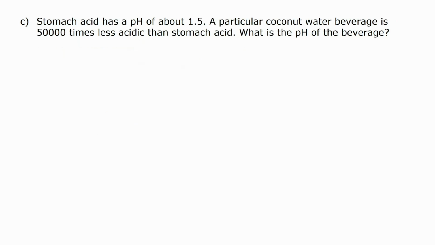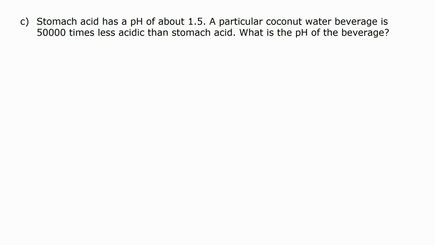All right, our last part here to do with pH. We're looking at something that's really acidic, which is stomach acid. It has a pH of about 1.5. And we're going to compare that with something you might put in your stomach, which in this situation is a particular unnamed coconut water beverage, which is 50,000 times less acidic than stomach acid. And so we're looking for what's the pH of the beverage. And this is similar to a part of an earlier example that we did where we're looking for the unknown value on the scale, but we know the ratio, how many times more or less it is.